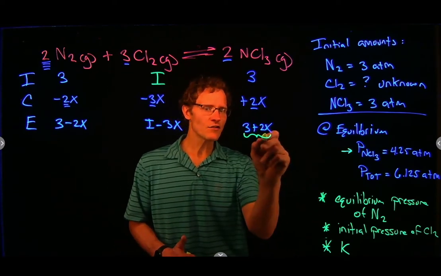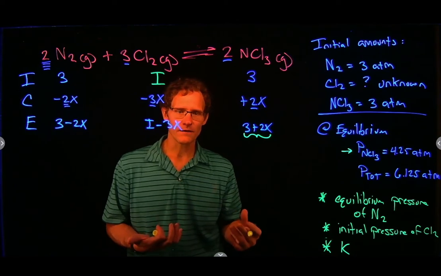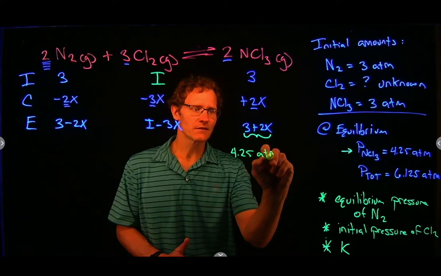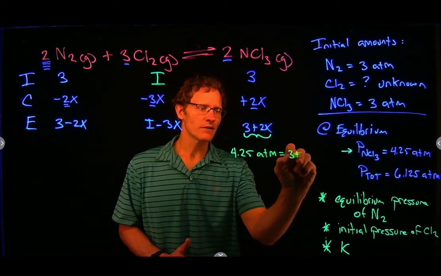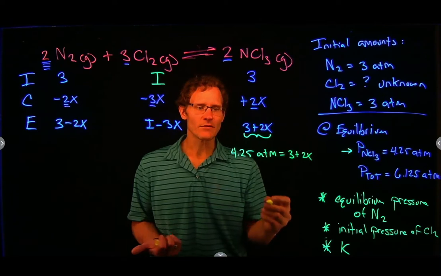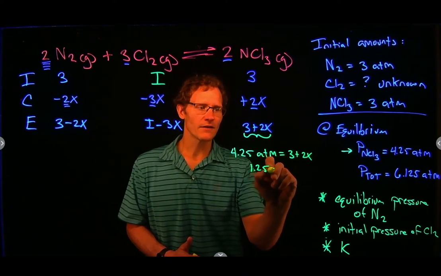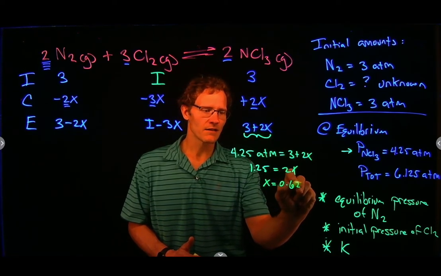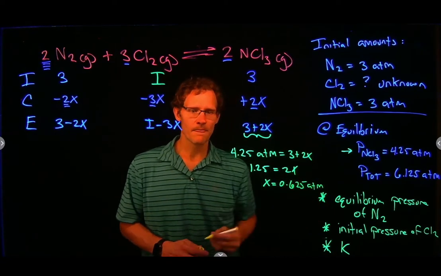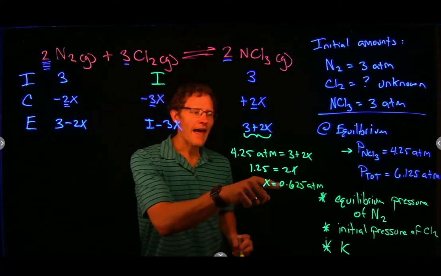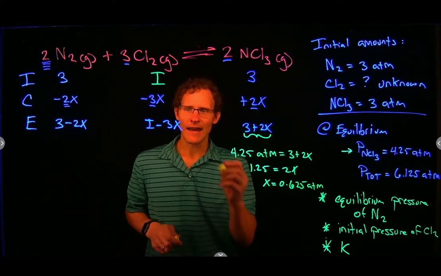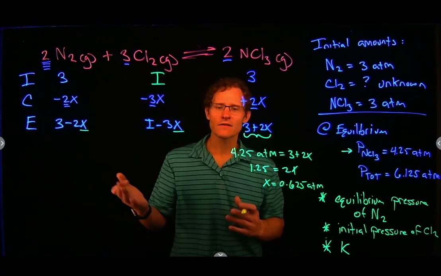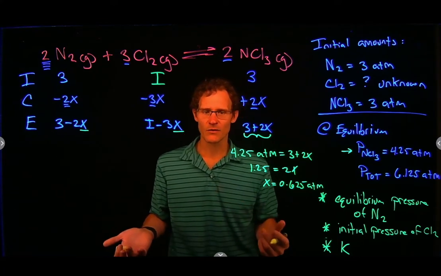So from these two pieces of information, we are able to solve for x, because we know that 4.25 atmospheres equals 3 plus 2x. So doing some simple algebra, we have 1.25 equals 2x. So x is going to be equal to 0.625 atmospheres. Okay? That allows us to figure out x, right? And x is important because it's a variable in the equilibrium amounts of our other 2 reaction substituents.